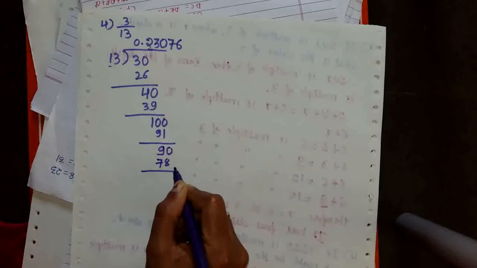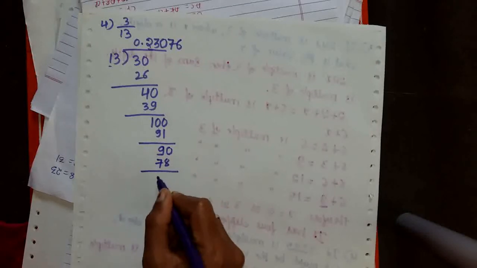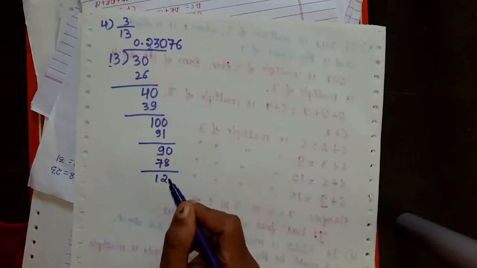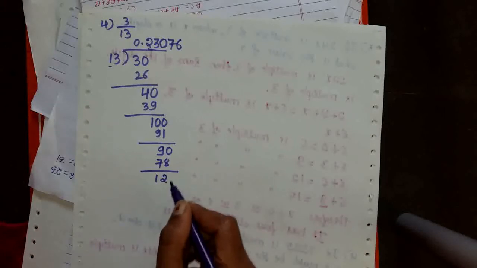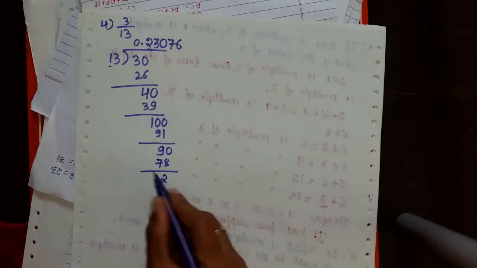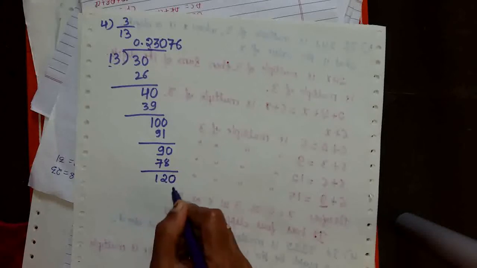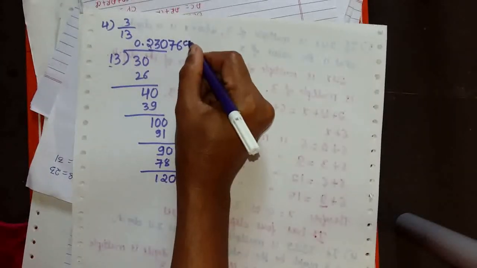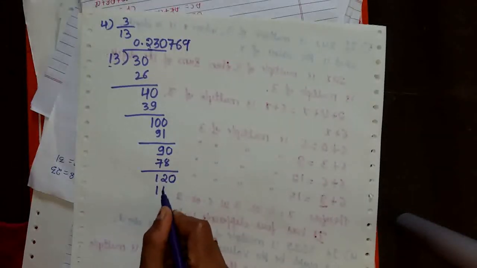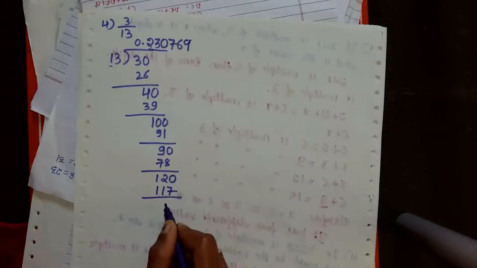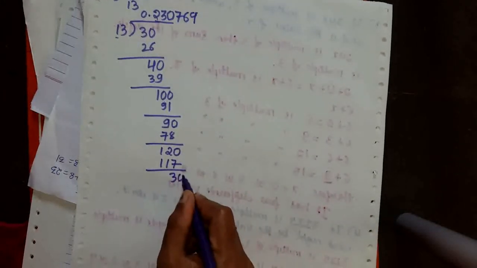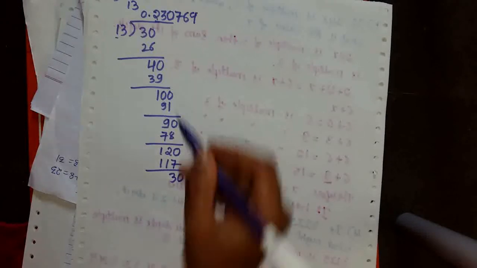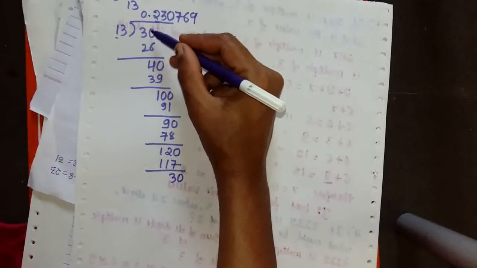Okay, so 90 minus 78 equals 12. Here we have 12, which doesn't divide by 13, so take a 0, that is 120. 13 times 9 is 117. Again we remain with 120 minus 117, which is 3. So here we have 30.